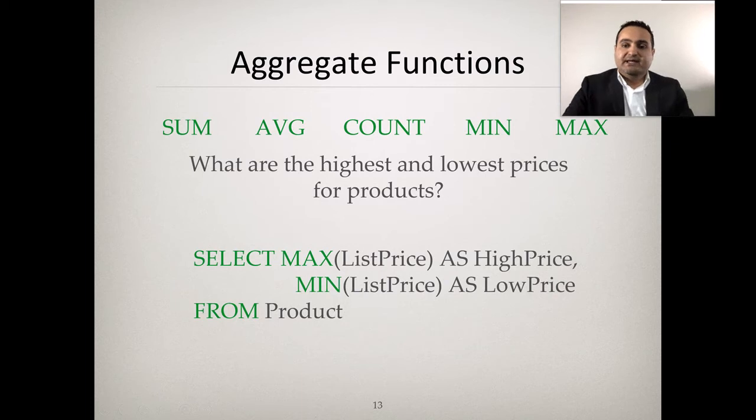All right, so this is how we use the maximum function, for example. To use the maximum function, we just say max, and then we put in parentheses the field or the column name that contains that numeric value. And then we give it a name as an alias.